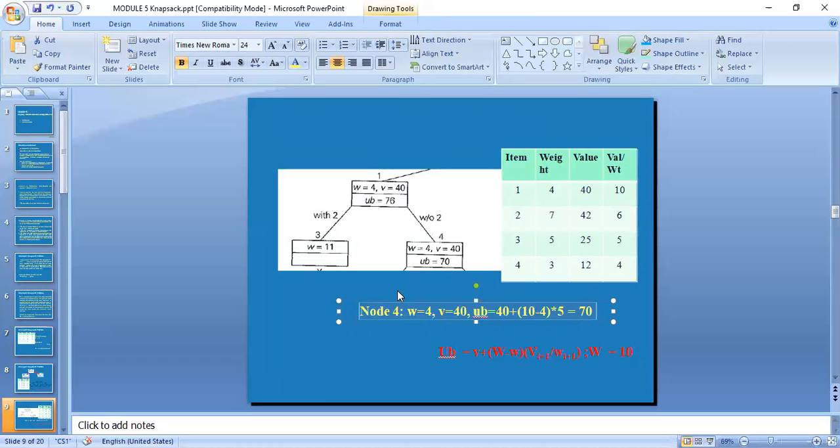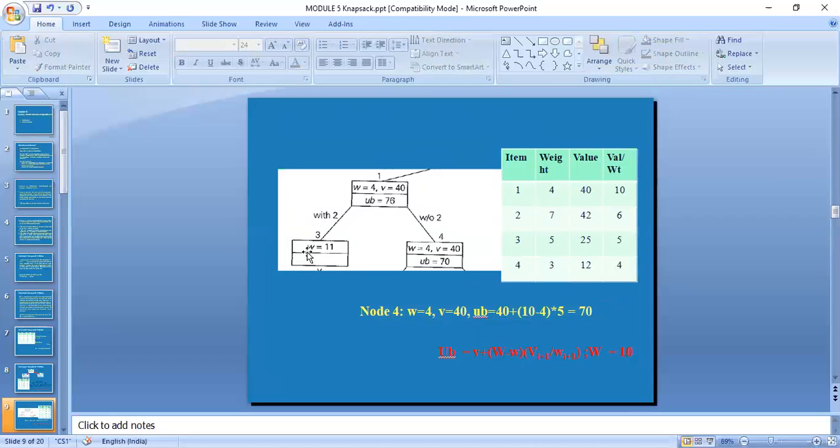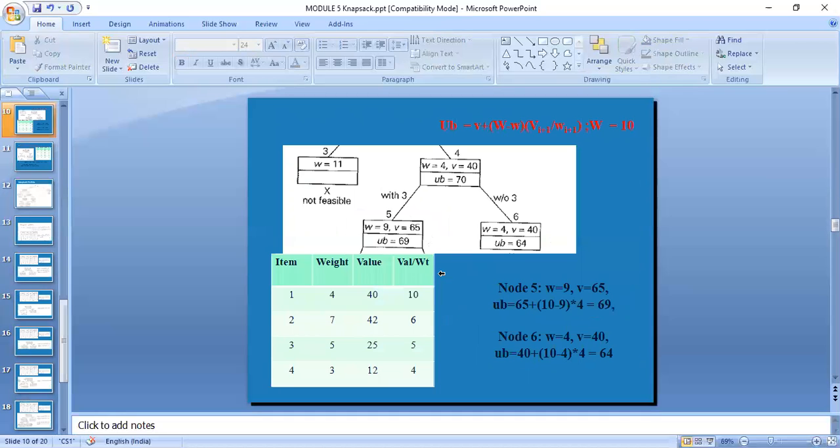So now, if you consider node number 2, we have got a value of 60. Node number 3 is not feasible at all. Node number 4 has 70. Among 60 and 70, which is the most promising one? The most promising one is node number 4, whose value is 70. So next we will move on to node number 4.